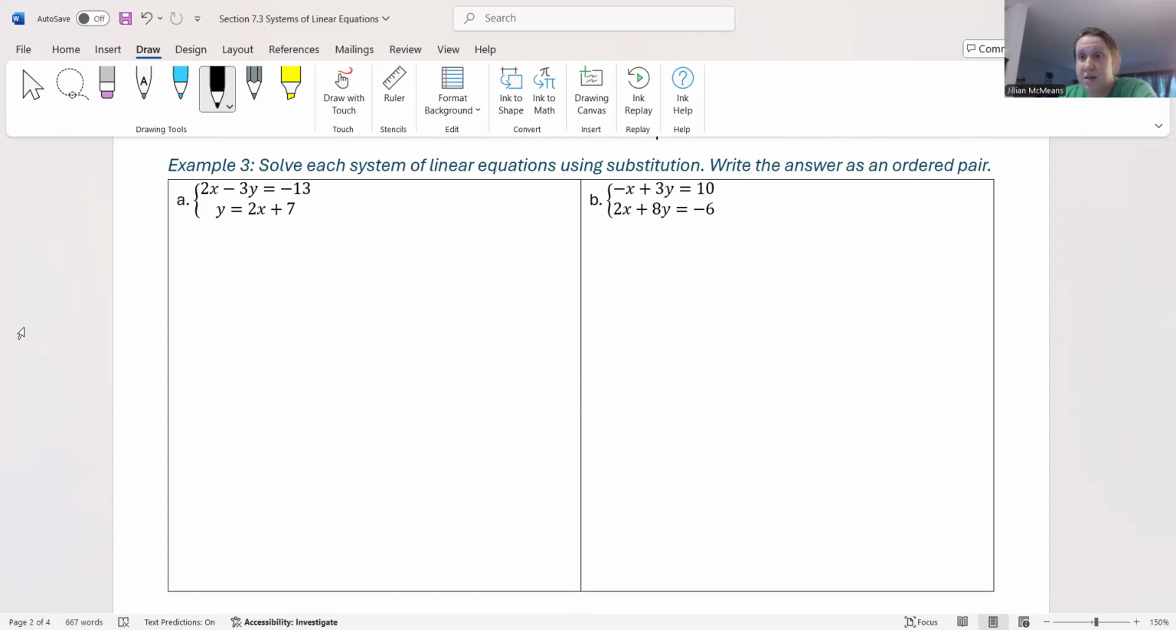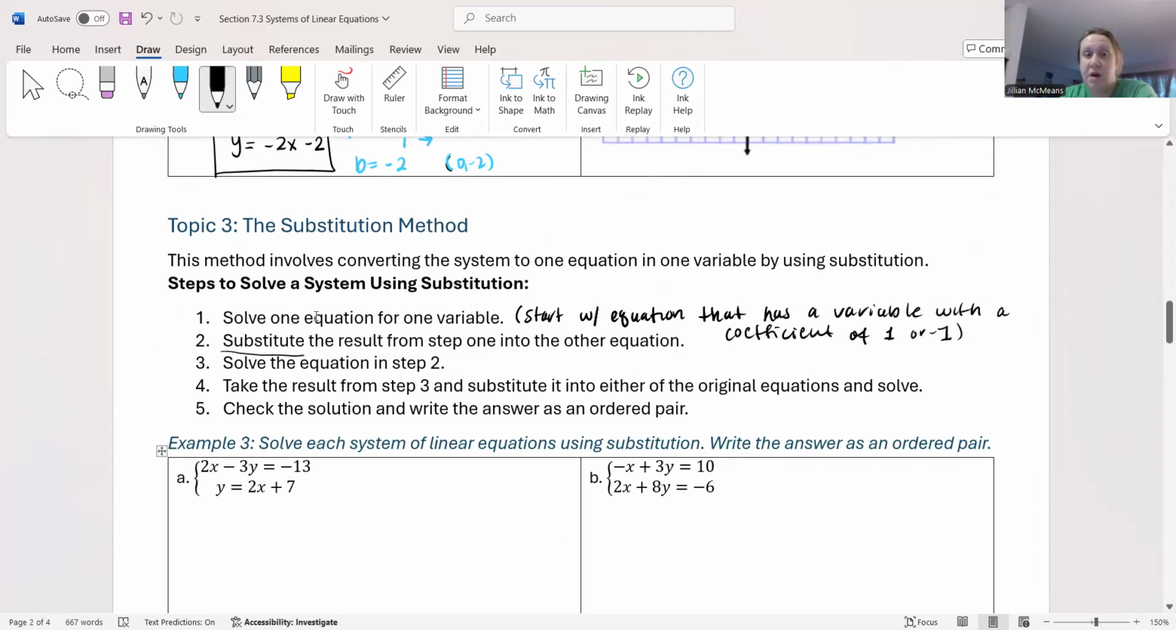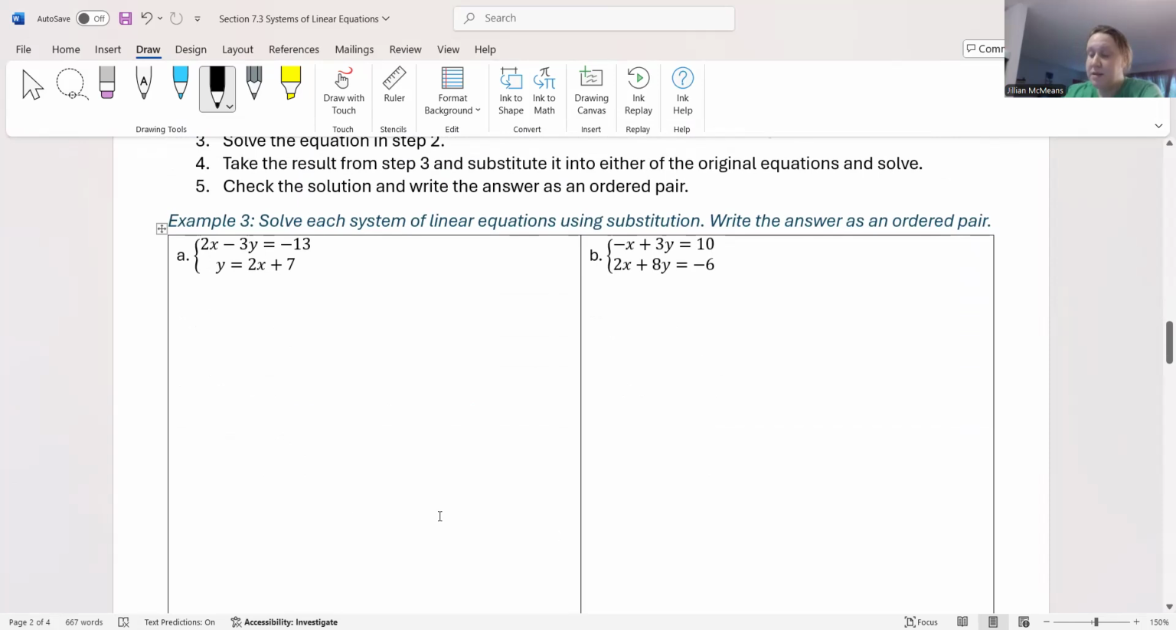This is going to be a really easy example because we don't have to do step 1. So if we go back here to step 1, it says solve one equation for one variable. Well, if we look at the second equation, it has already been solved for y. So let's just use that as our substitution, okay? So what this means is I'm going to take this value for y. We're saying y equals 2x plus 7. And I'm going to plug it into the other equation for y, okay? So I've got 2x minus 3y, but we're saying that y is 2x plus 7, and then that equals -13.